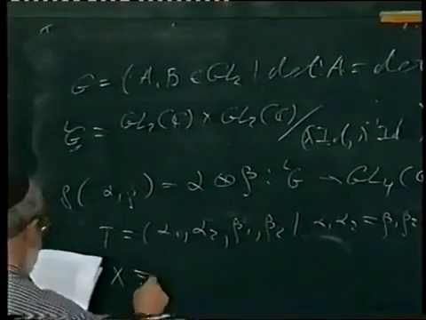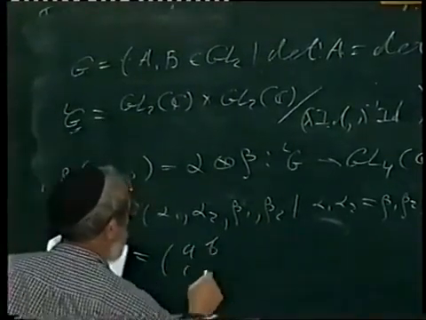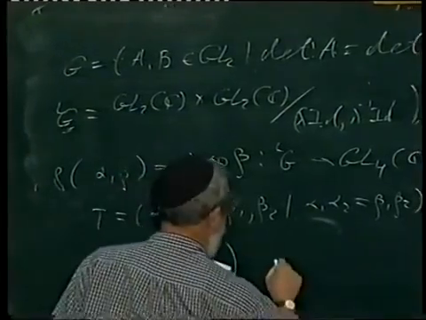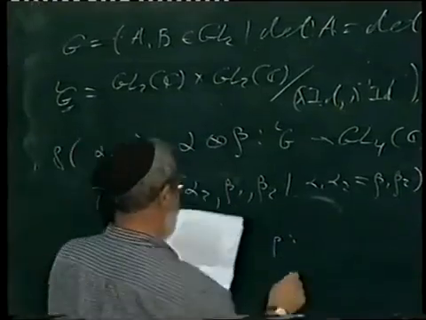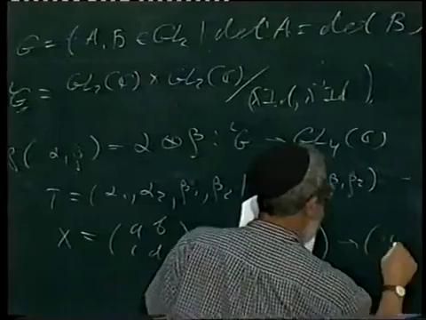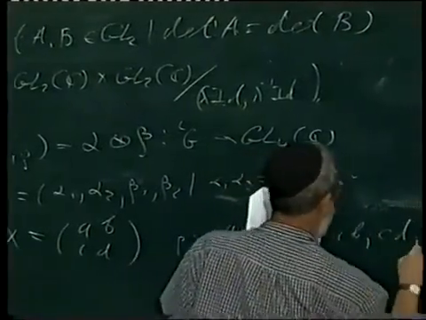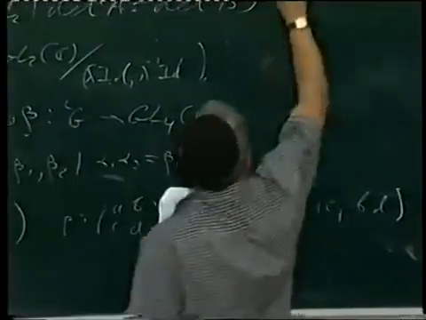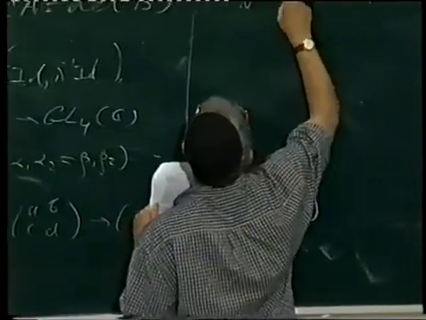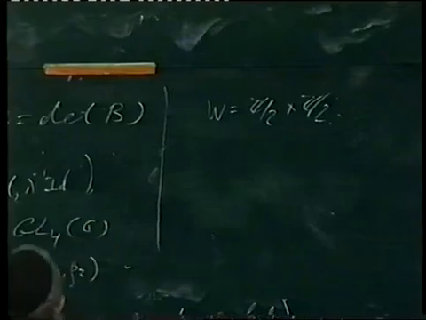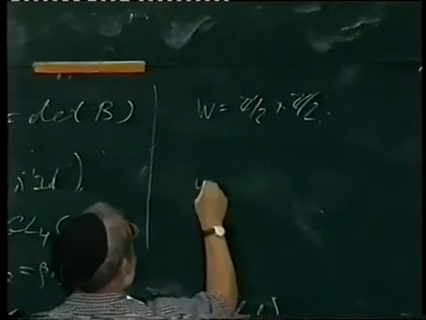X is a set of matrices like this. P is the map A, B, C, D goes to AD, BC, and so on. So W is, of course, Z mod 2 cross Z mod 2. Now, omega is what you want.